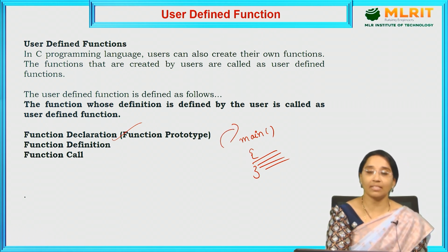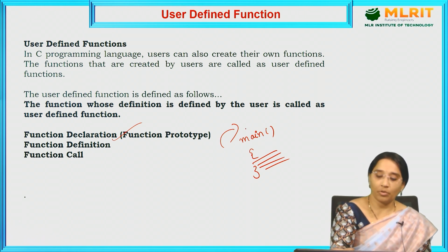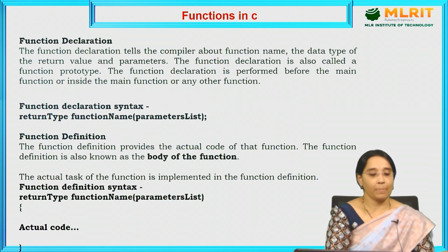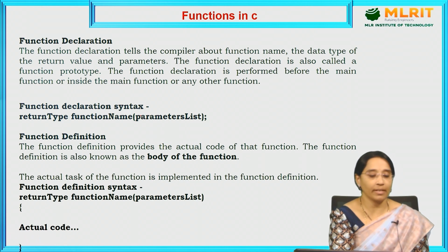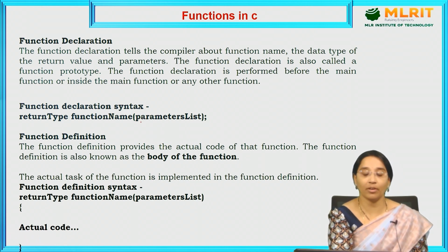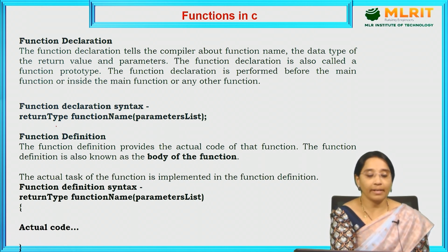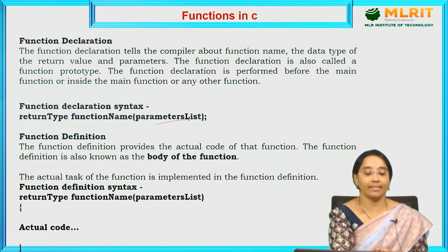Declaration means it is the prototype of the program, so you have to define it here. Let's see the syntax of function declaration. How to declare your function? It has a return type, function name and parameters list. You can write the data types here. Next, function definition provides the actual code of that function.